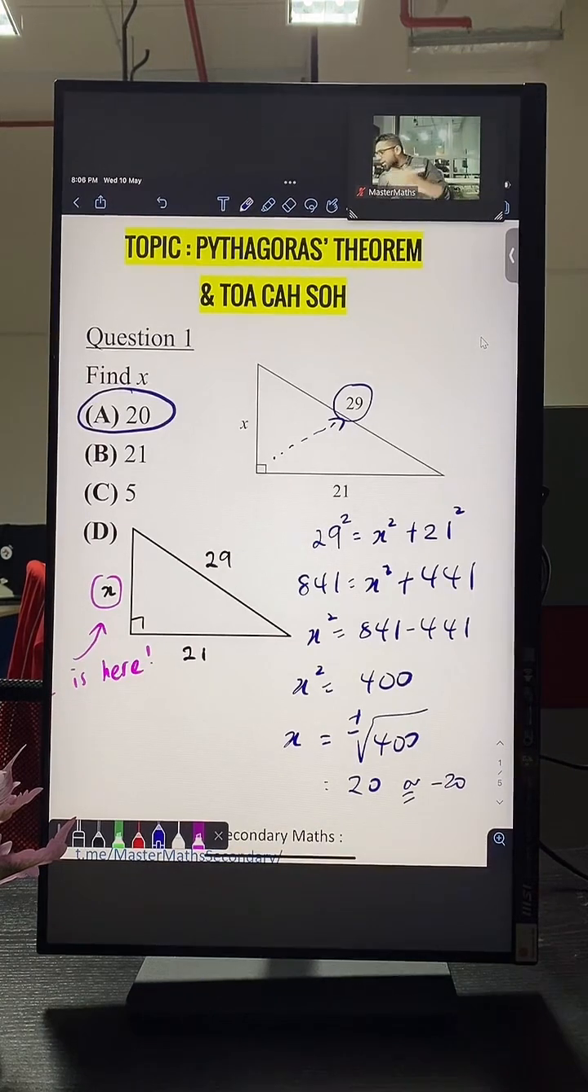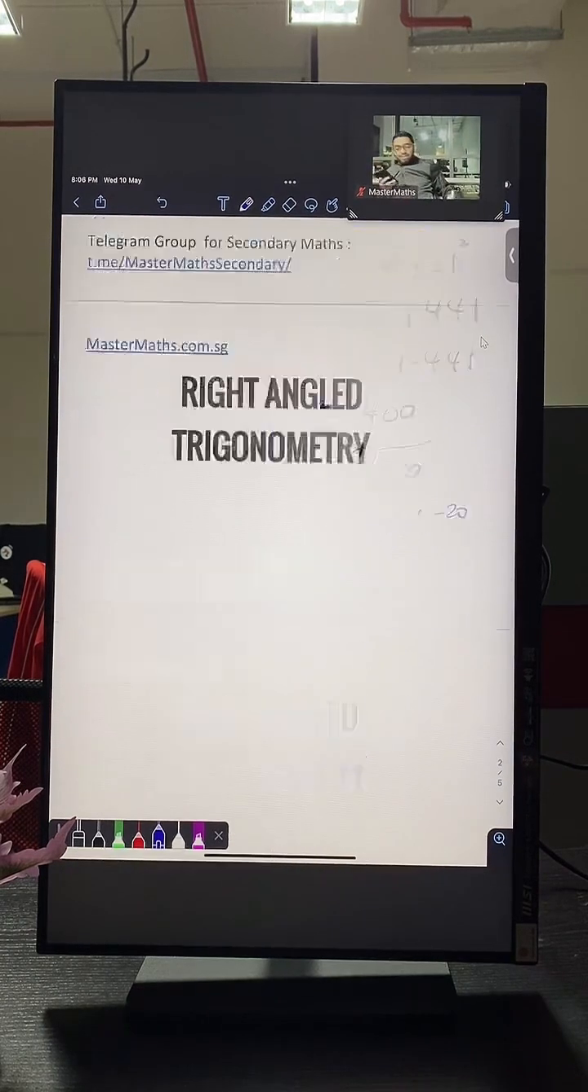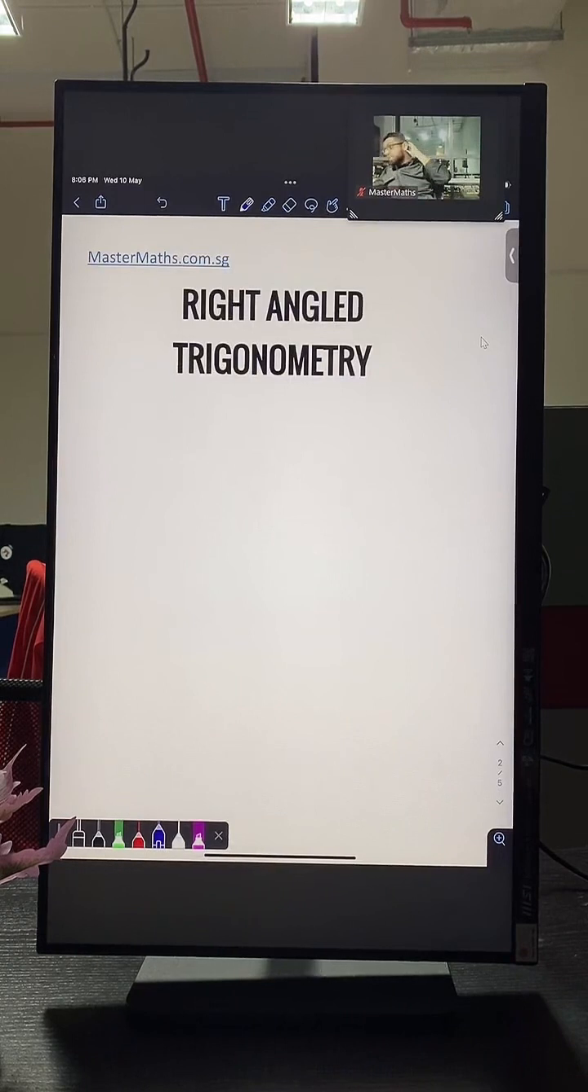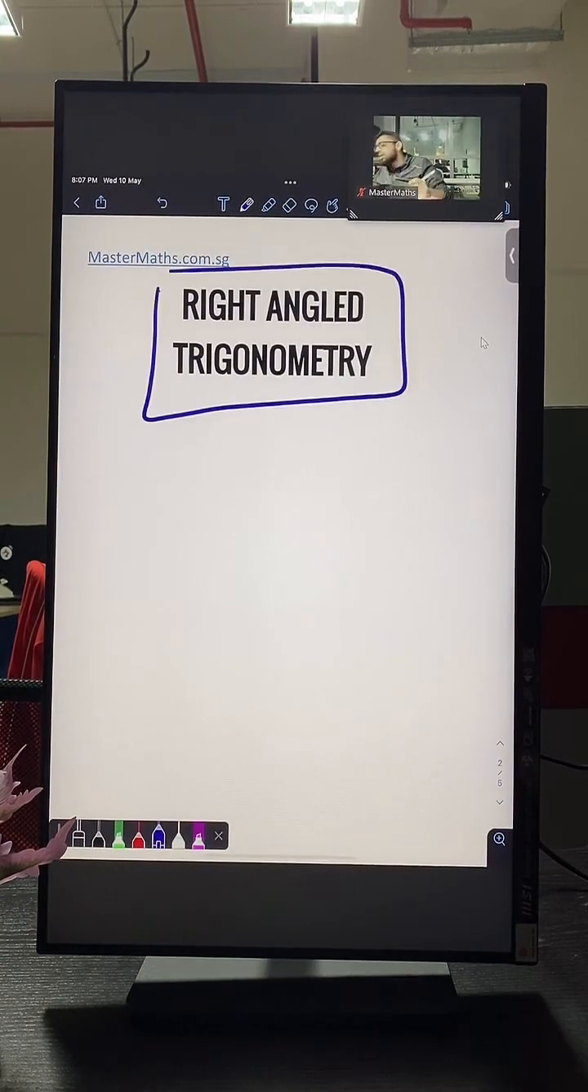Now, guys, I'm going to move on to a teaching for Pythagoras Theorem. Now, how many of you are interested to know a little bit about Pythagoras Theorem and even TOA CAH SOH? Guys, how many of you are interested to know?